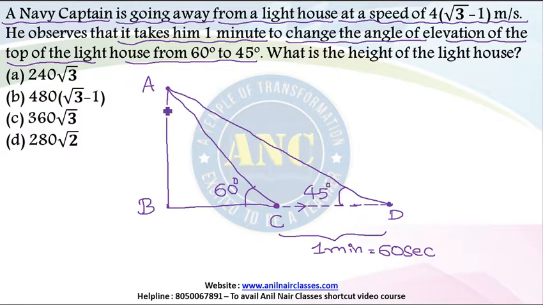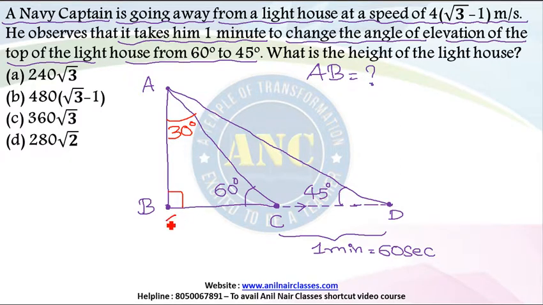What is the height of the lighthouse? AB is the height of the lighthouse. Find the AB value, that is your question. Now see here, sir. Again a very easy approach. Same logic once again, no change in approach. Angle B is 90 degrees. If angle B is 90 and this is 60, this angle should be 30 degrees.